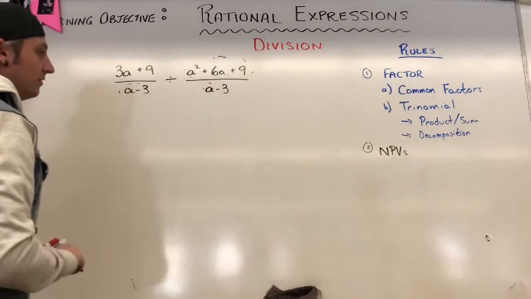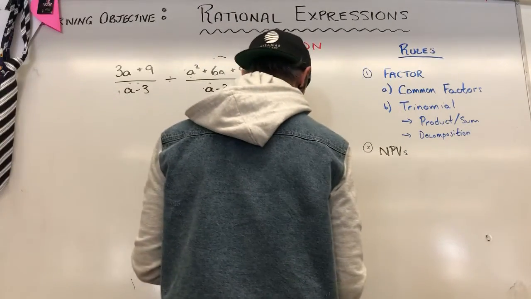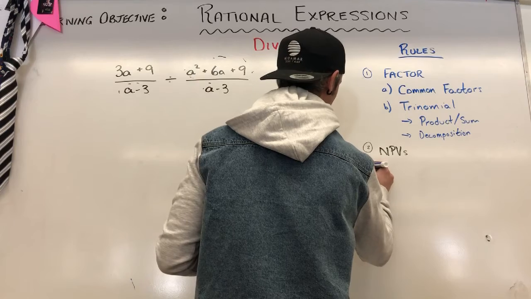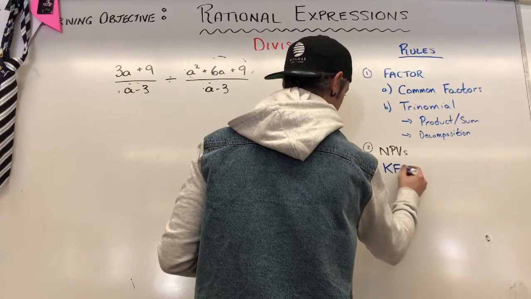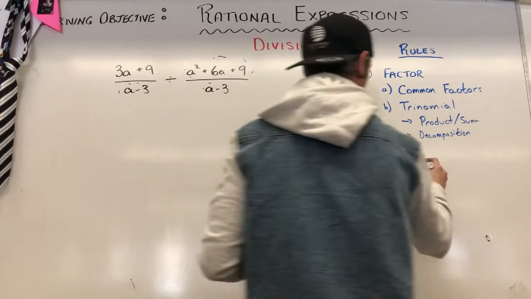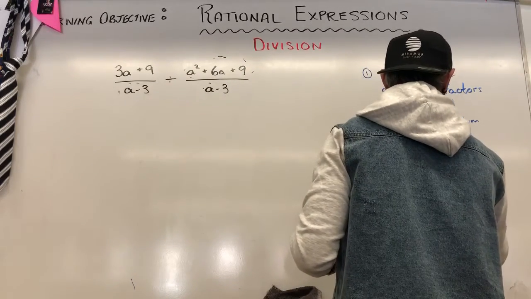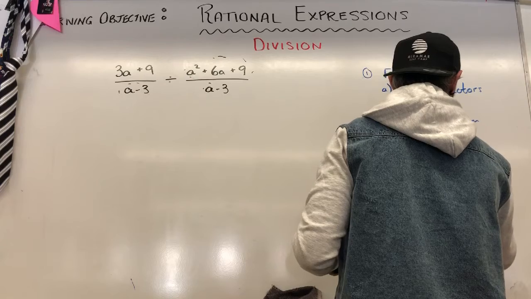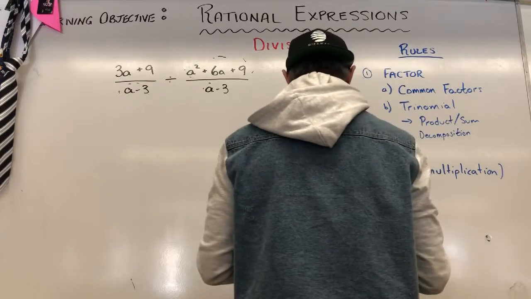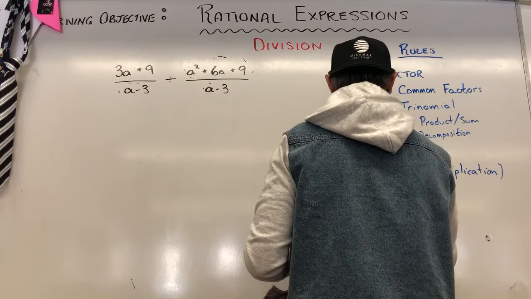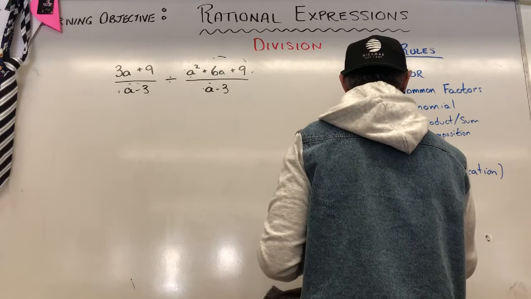Well, let's finish my rules. So that's get the NPVs, and then 3 is KFC that. Keep, flip, change. Then do the multiplication. And then once that's done, you can cancel terms that show up on the numerator and denominator. Cancel terms, simplify.